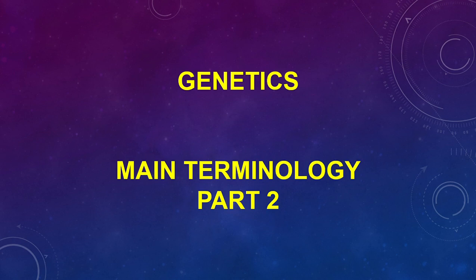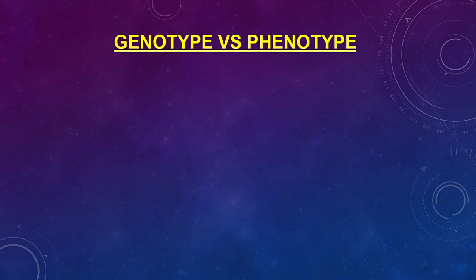But now what we're going to do in part 2 is we're going to really only focus on when we're dealing with one trait, one characteristic. So as opposed to all the genes that you've inherited, all the different versions, we're focusing on one trait and the different terminology related to that. So the first set of terms we need to understand is genotype versus phenotype.